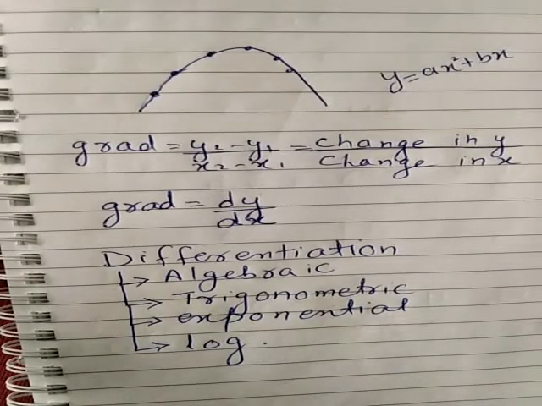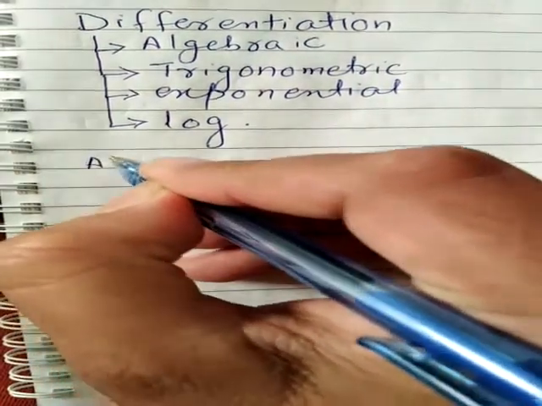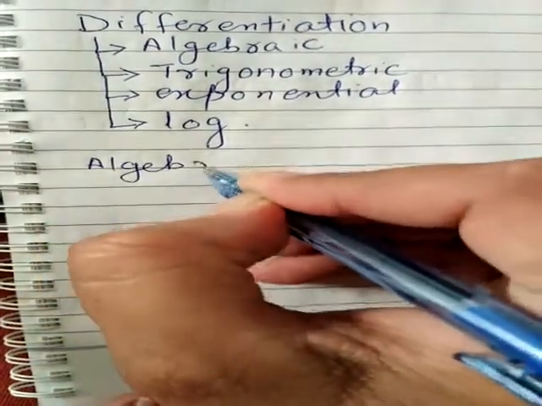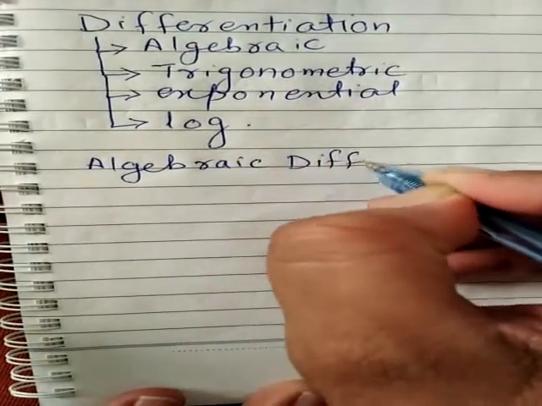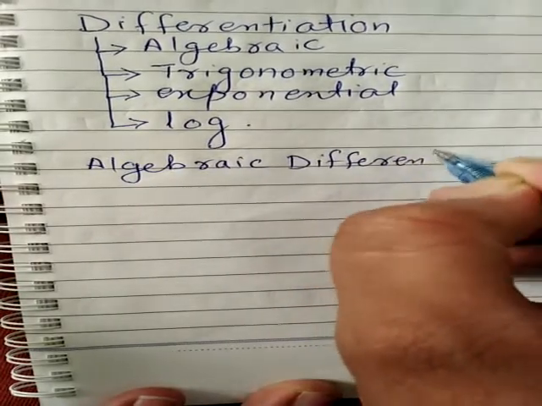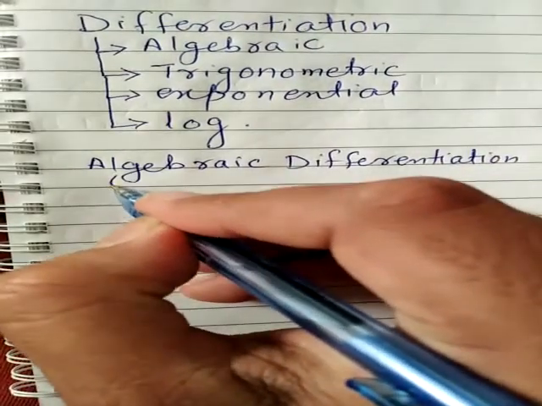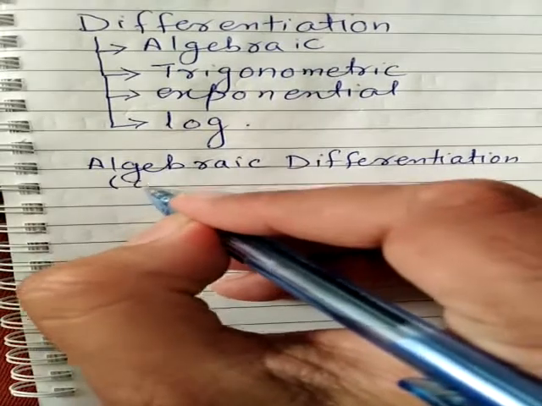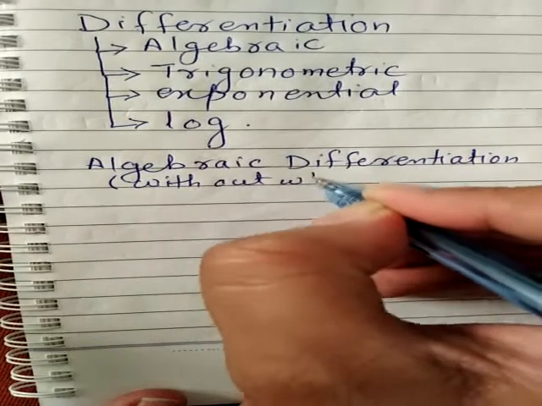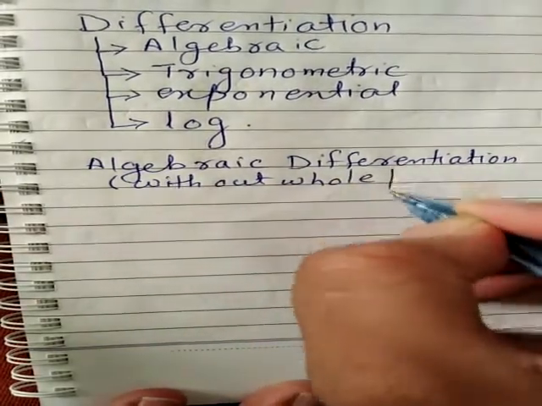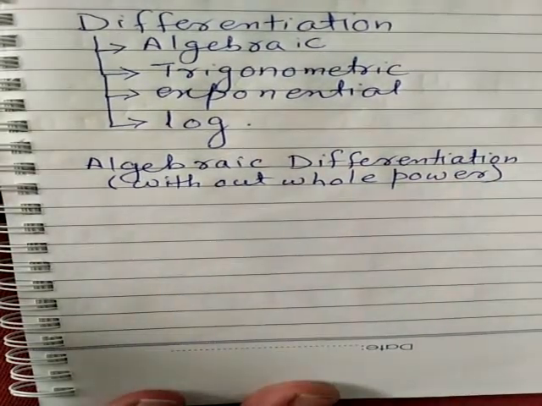in our O-level differentiation. Now first of all, I am starting with algebraic differentiation. Now, when I start with algebraic differentiation, there are different types of questions in algebraic differentiation. So first of all, I'm starting with algebraic differentiation without whole power. It means all the terms will be acting separately, where there will be no whole power on all the terms. So I'm going to first of all work on that.